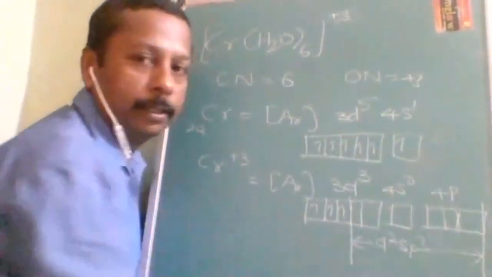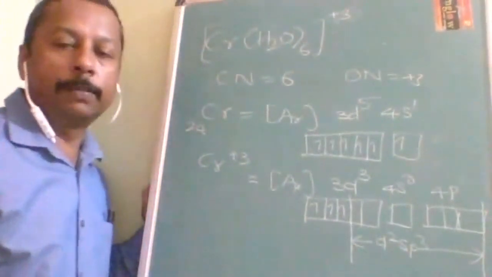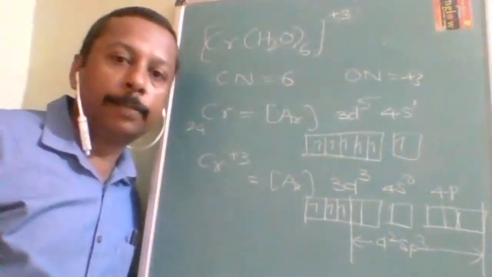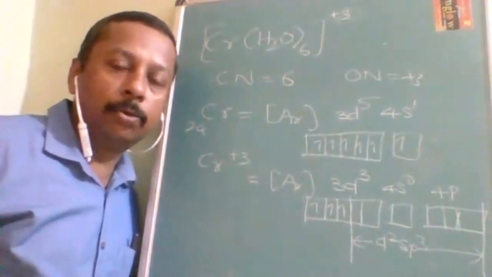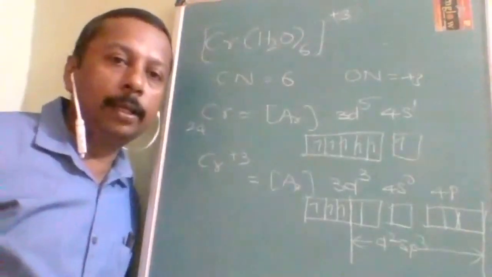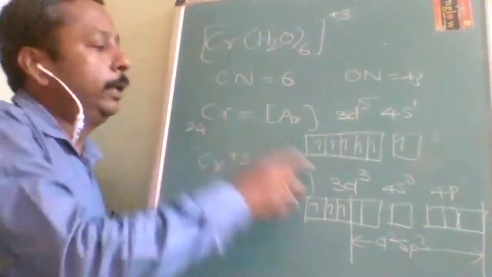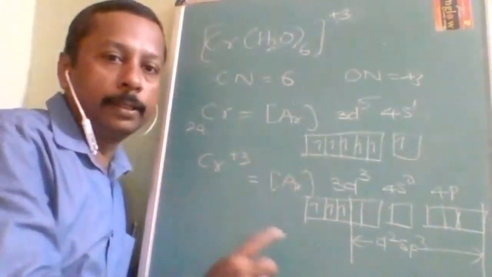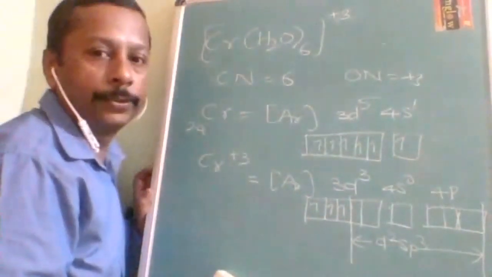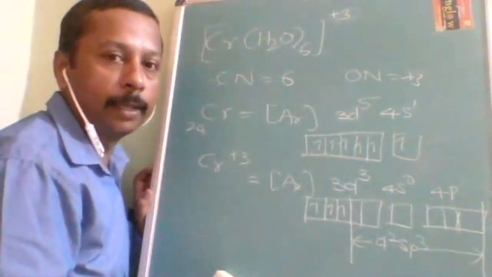What is the hybridization? It is going to be d2sp3. That is inner orbital or spin paired, or low spin octahedral. Is it understood? So why here? Because in the d3 configuration the place is already there. Understood? Next, after Cr(H2O)6, I am going to take one more example.